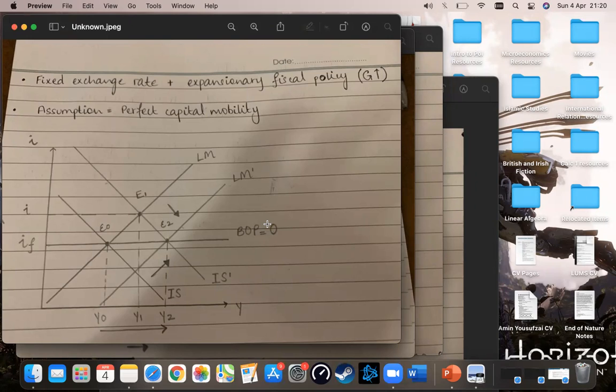Once again, since the government wants to keep the exchange rate pegged, the central bank will increase domestic money supply to keep it fixed. This will bring about a rightward shift of the LM curve from LM to LM prime. This will bring the equilibrium point to E2, which was initially at E naught. The new equilibrium point E2 corresponds to a level of output Y2, which is much greater than the initial output level Y naught. Since there has been an increase in the output level, we can render this policy as effective.